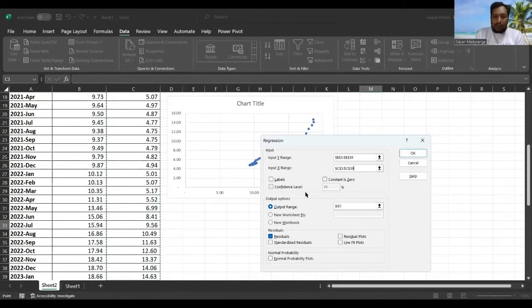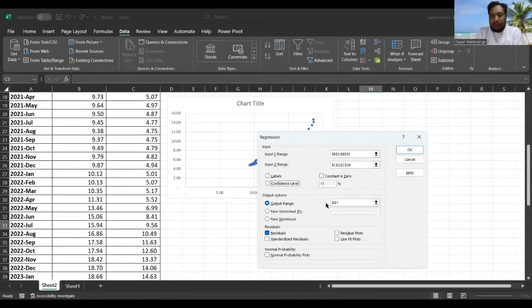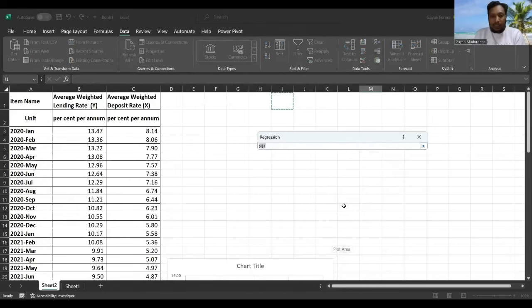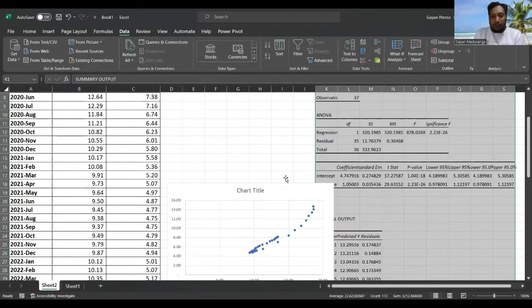Remember, there is a confidence level. In most statistical outputs, a 95% confidence level is enough, so I take 95%. But if you want more confidence, you can go up to 99 by selecting this. Right now I'll stay at 95. If you want, you can get your output in a new Excel sheet or new workbook, but I will take my output in the same sheet, somewhere closer here. Now we get the Excel output.